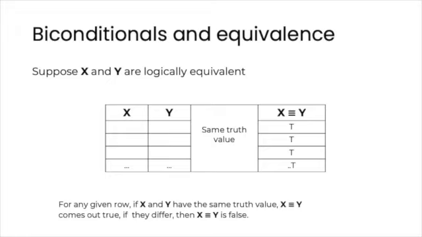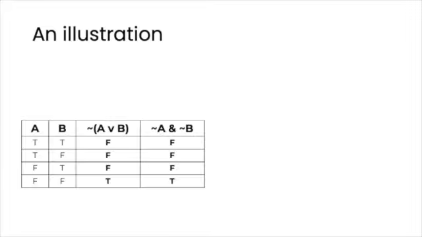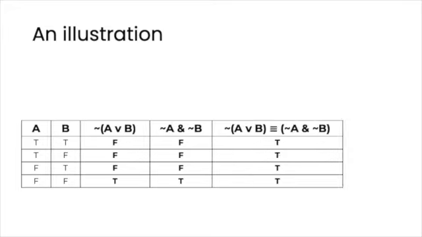Okay, an example. As we know, these two sentences are equivalent, and their truth table illustrates this. In consequence, the sentence formed by joining those two sentences by a triple bar is true at every row. And so it's a tautology.